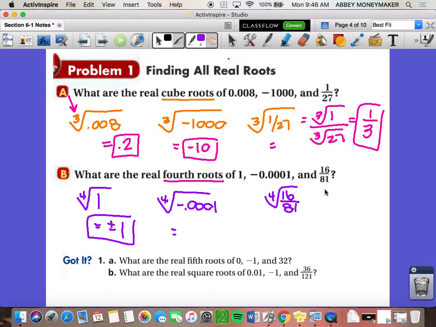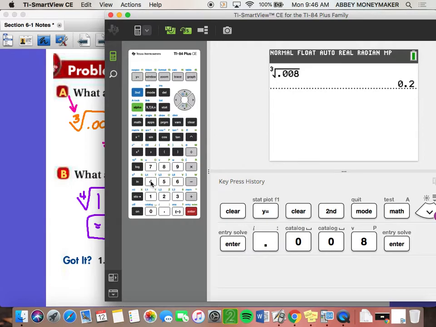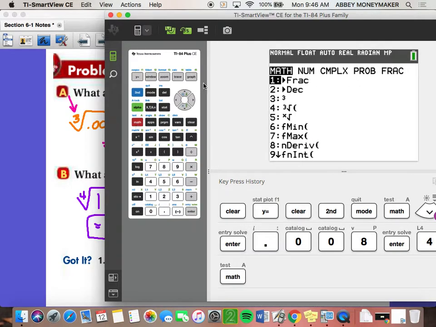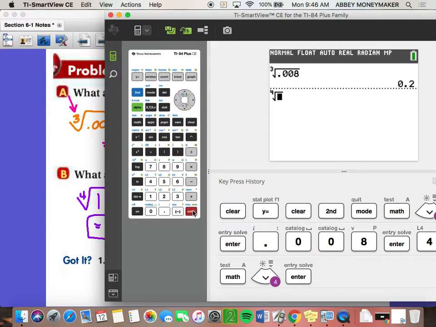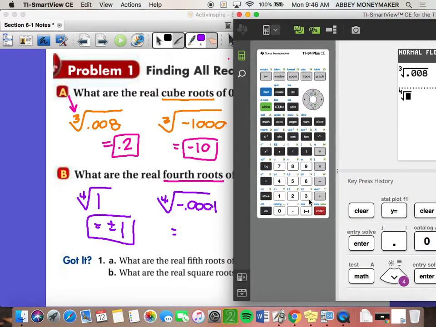Let's try doing the 4th root on this next one here. So on your calculator, we're going to type in a 4 first, and then we're going to go back to math. And then we're going to select option number 5. So that puts in the 4th root for us. And what are we taking the 4th root of? -0.001.